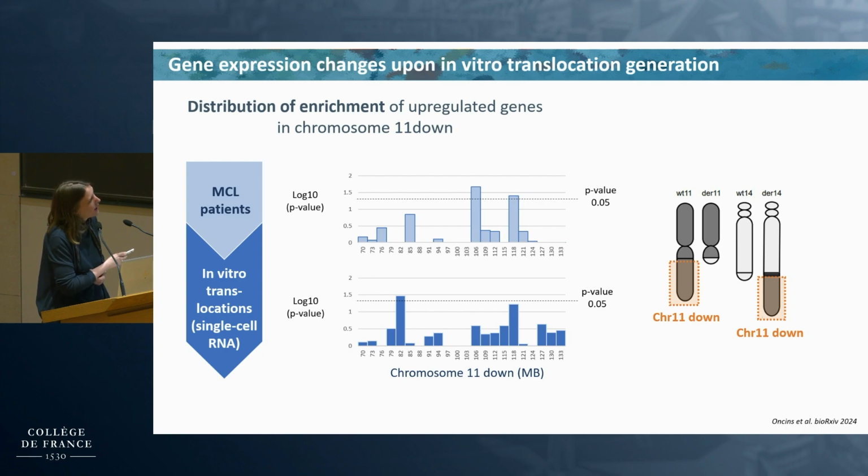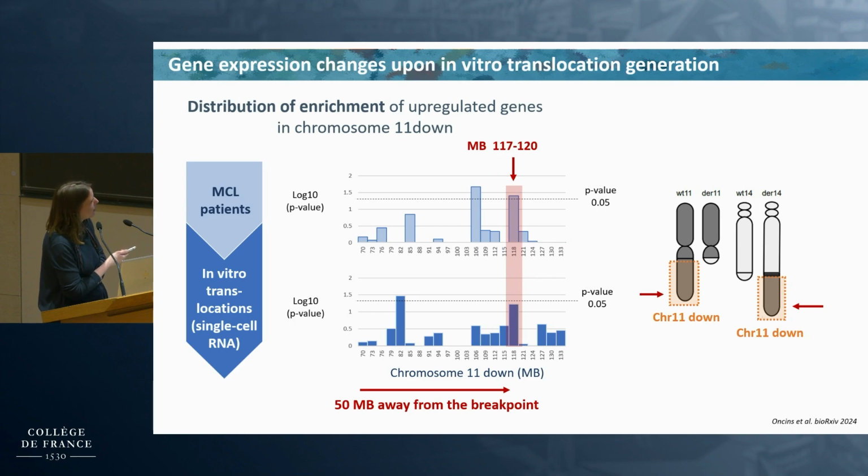So the higher the bar, the higher the enrichment is. And then you can basically see that here there's a clear overlap between the mantle cell lymphoma patients and our in vitro models. And then you can actually see that this bin, which is 50 megabases away from the breakpoint, so it's basically located somewhere here, has a very high significant upregulation of genes.